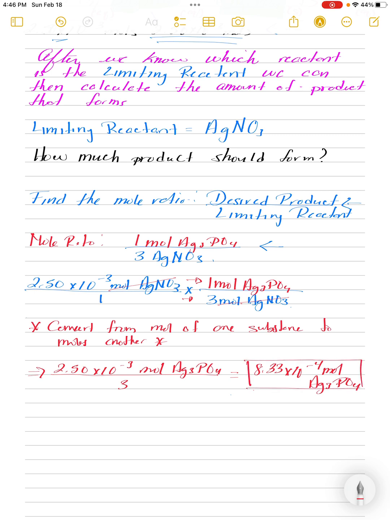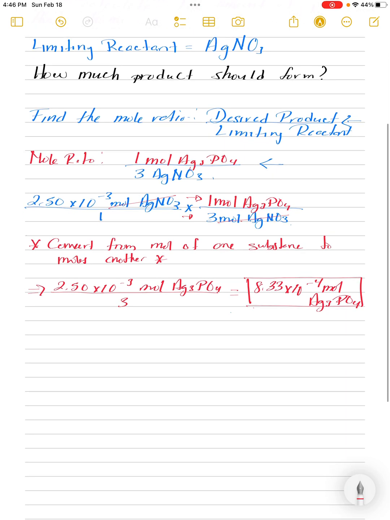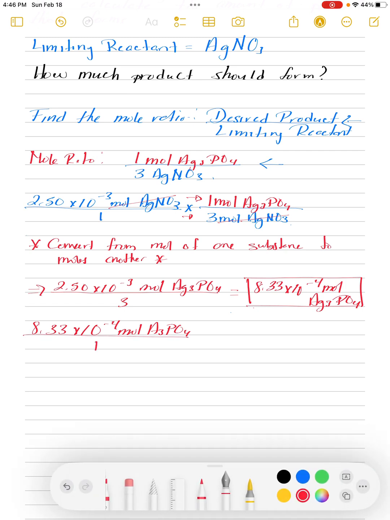It allows you to convert from units of one to units of another, all right? Now, if I wanted to figure out from here how many grams that is, then all I have to do is take this amount, because now I'm in moles, right? So 8.33 times 10 to the negative 4 moles of silver phosphate, basically setting up a new conversion here. Okay. Then I'm going to multiply by the molar mass, right?